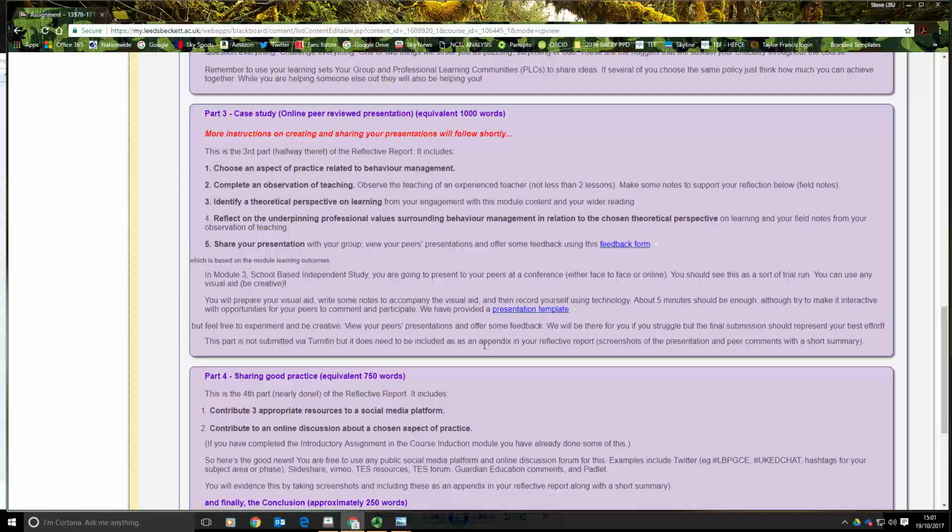And I think as well it's just worth making it very, very clear that you're going to take screenshots of your presentation and screenshots of the support that you've given via the feedback form to other people's presentations, and you'll include those as appendices in your reflective report. So you're not creating extra work here. It's quite simply a bolt-on for the purposes of the report.